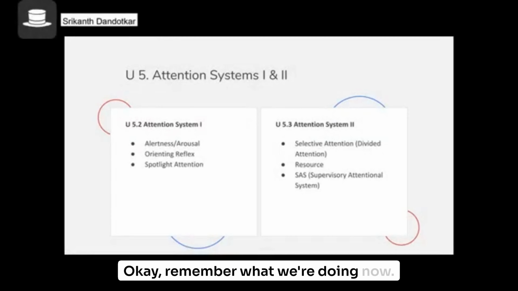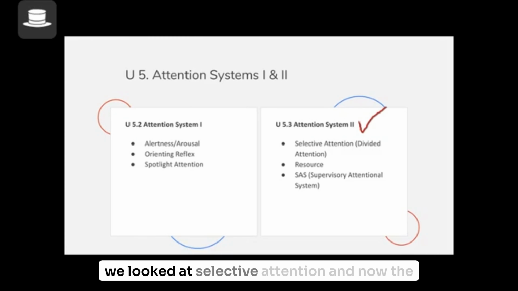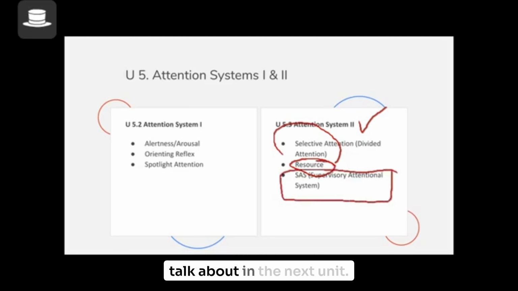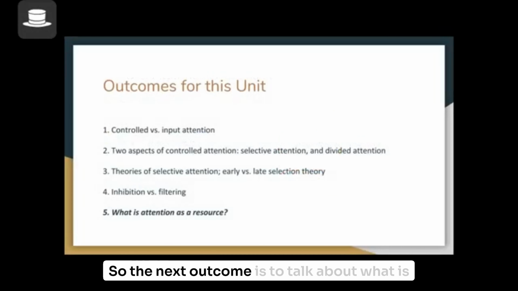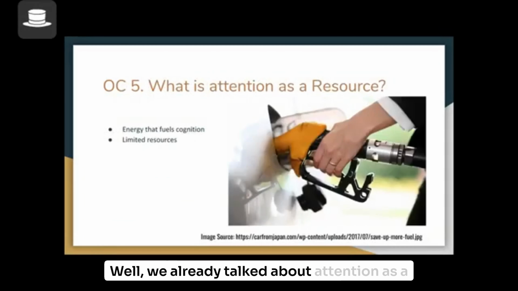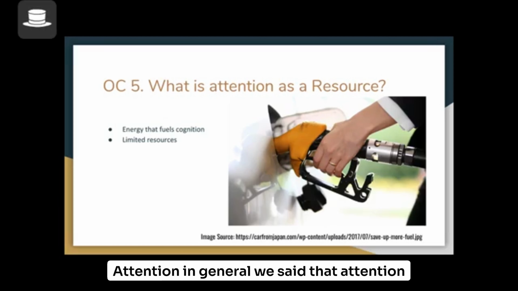Okay, remember what we're doing now. We talked about attention system 2, and we looked at selective attention, and now the last thing we need to talk about is attention as a resource, and the SAS we'll talk about in the next unit. So the next outcome is to talk about what attention as a resource is. Well, we already talked about it in attention as a general system. Remember, we said that attention has two aspects. It is both a mental process and also a resource, right? We also looked at 4 attentional ideas. That is sufficient to cover this particular aspect of it.